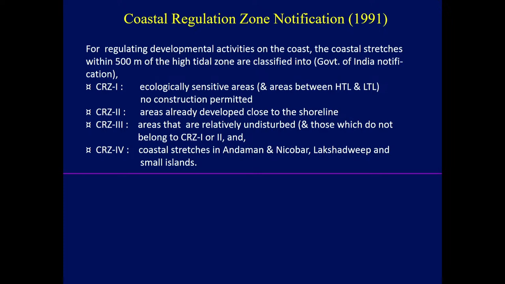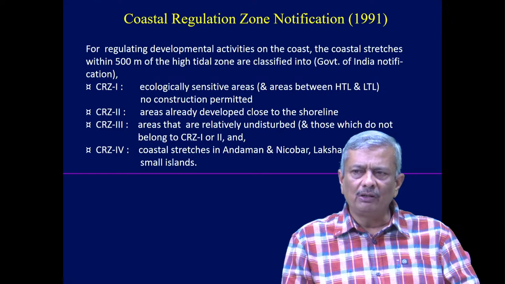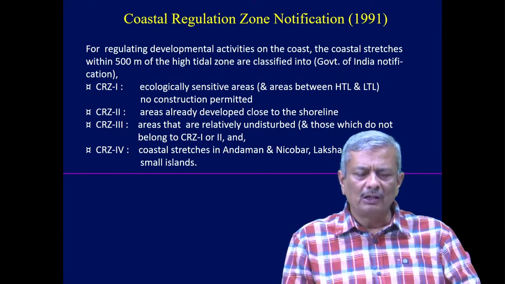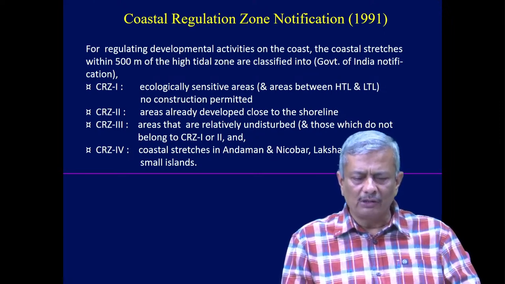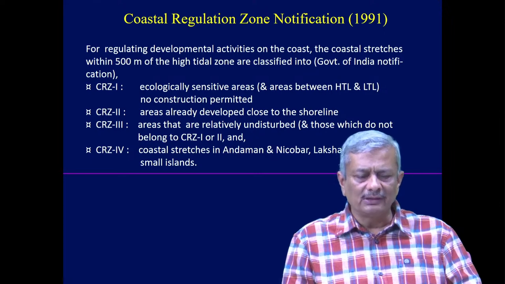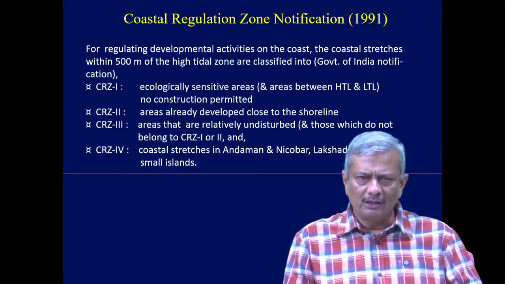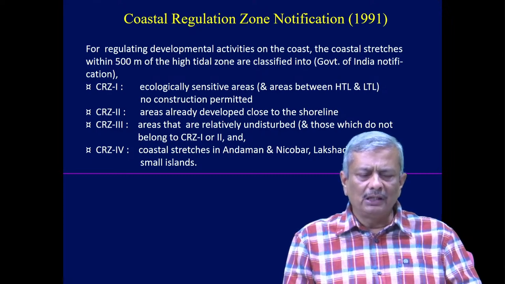CRZ 2 are basically the areas already developed very close to the shoreline. Before the regulations came, these coastal towns were already developed, so we cannot destroy them. There will be certain regulations which are permissible and prohibited in CRZ 2. CRZ 3 covers coastal villages, relatively undisturbed areas, coastal hamlets and small villages.